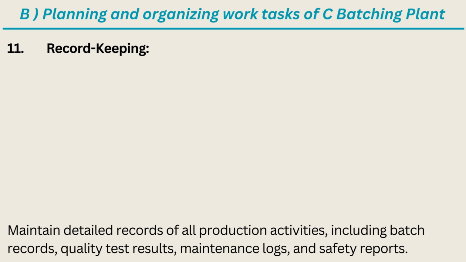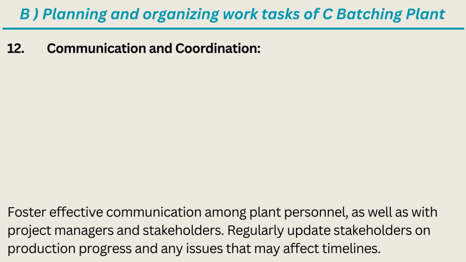11. Record keeping. Maintain detailed records of all production activities, including batch records, quality test results, maintenance logs, and safety reports. 12. Communication and coordination. Foster effective communication among plant personnel, as well as with project managers and stakeholders. Regularly update stakeholders on production progress and any issues that may affect timelines.